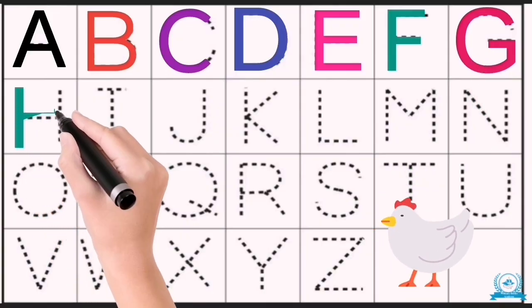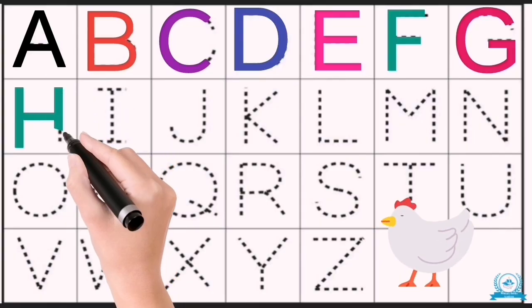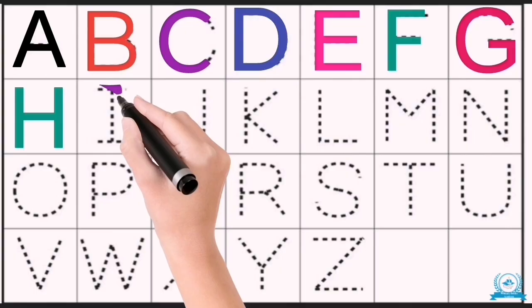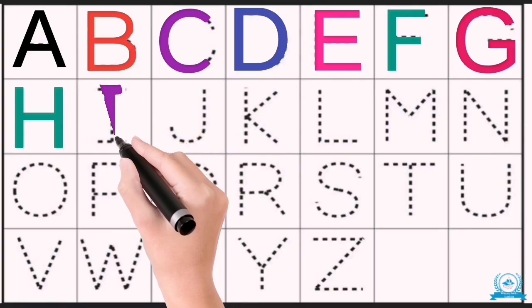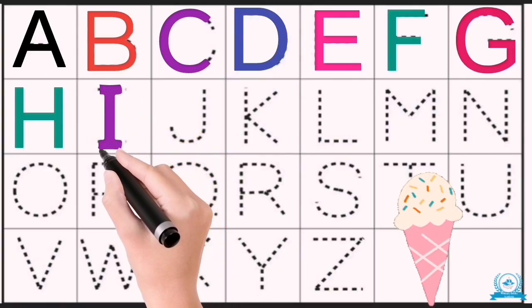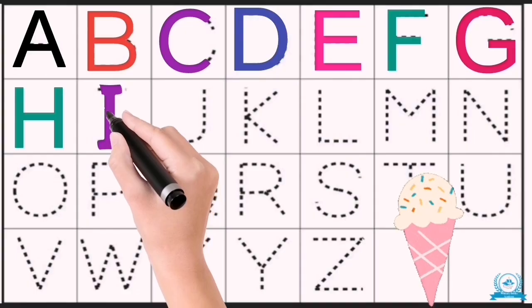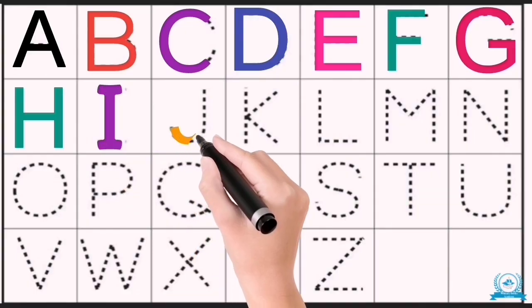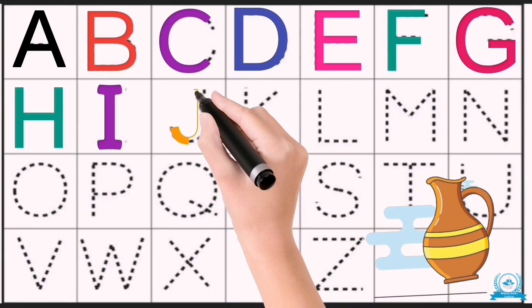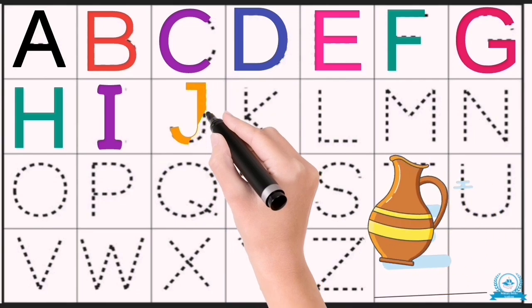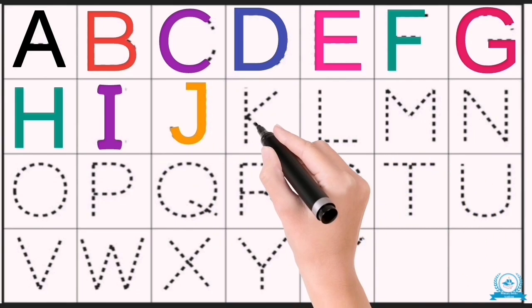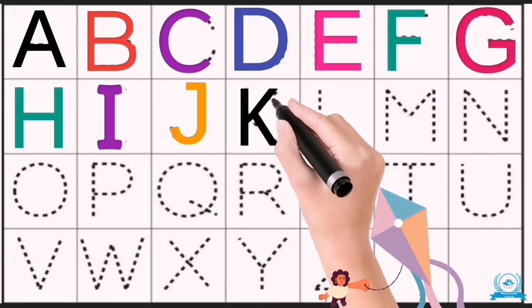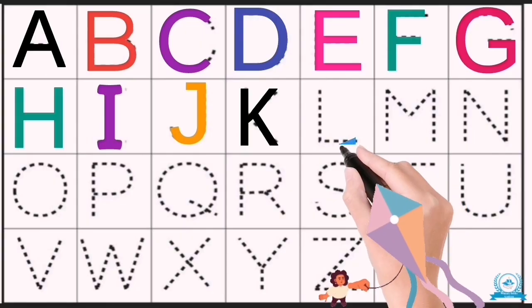H. H for hen. I for ice cream. J. J for jug. K. K for kite.